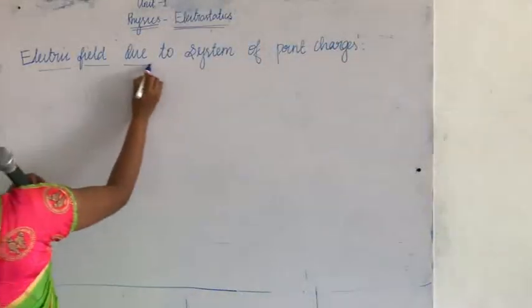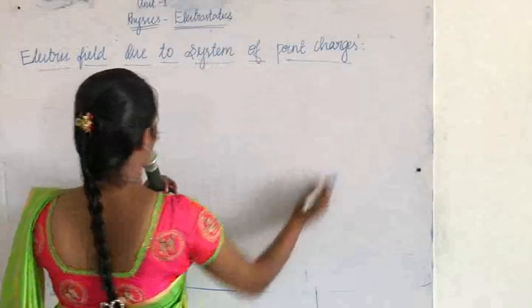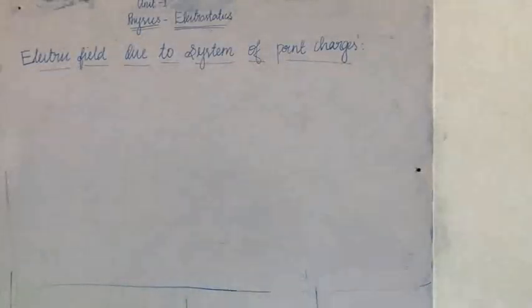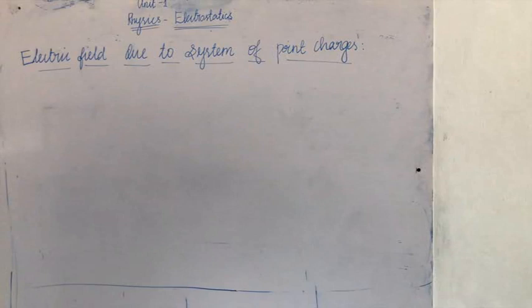Electric field due to system of point charges. Okay? In the previous derivations, we have shown only 2 point charges. If there are many point charges, what we have to do? This comes under the superposition principle.